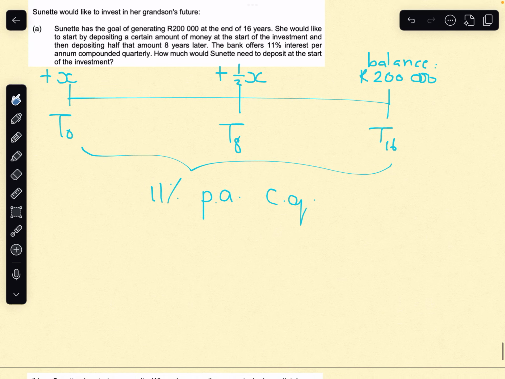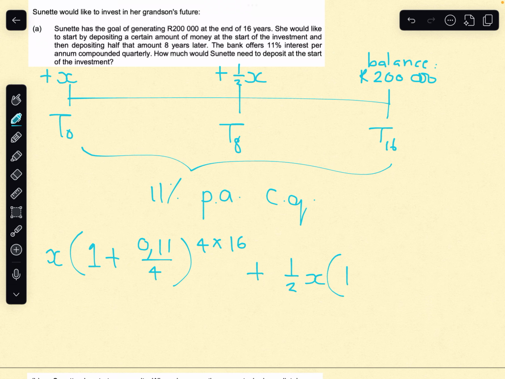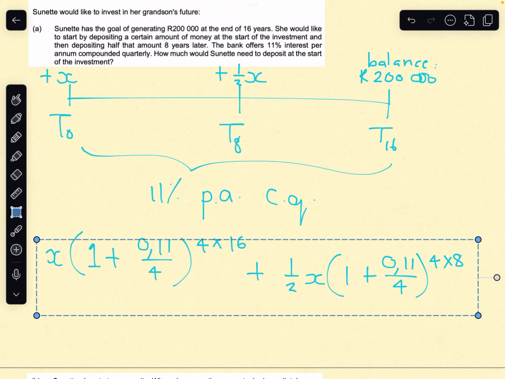Right, so we can look at each of these as separate investments. So we want the X times 1 plus 0,11 over 4, and that would grow for 16 years at that rate. And then the half X would grow at this rate for 8 years, sorry. And we need that to add up to 200,000.